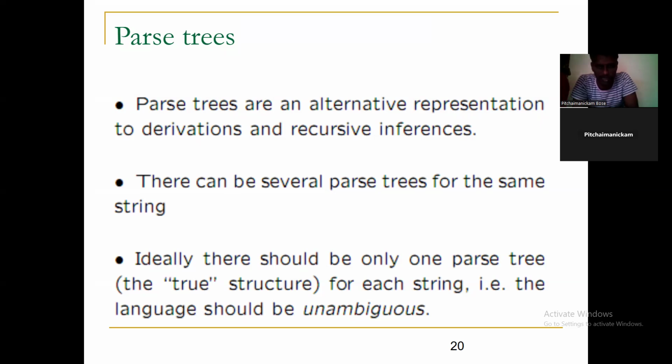So, what do you mean by parse tree? Parse tree is an alternative representation to the derivation as well as the recursive inferences. So, you just note it down. Whatever we discussed in the previous videos, we have discussed how to derive the input string W with the help of the derivation as well as the inference. So here the parse tree is also called the derivation tree. The parse tree is an alternative representation of the derivation and the recursive inference. And this is the definition of parse tree.